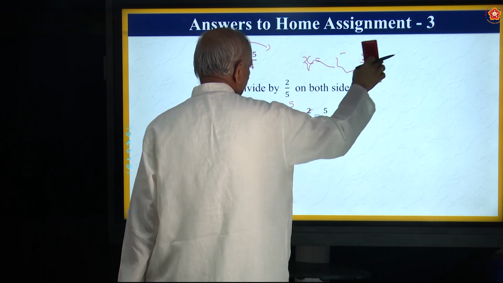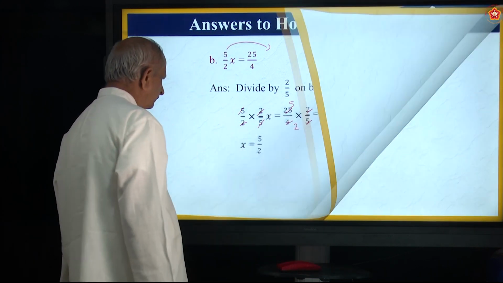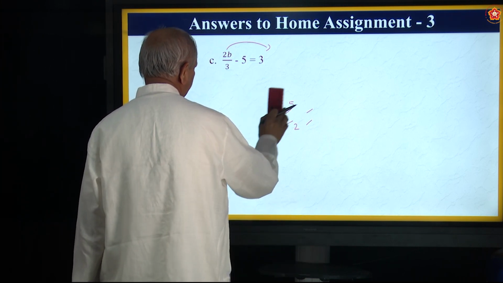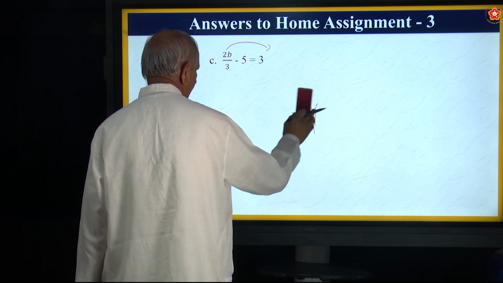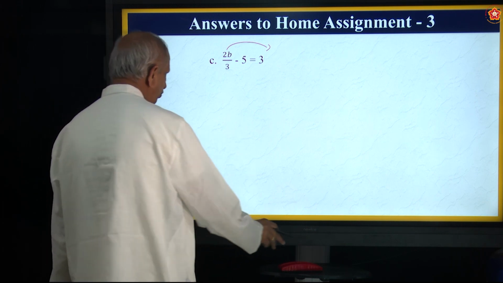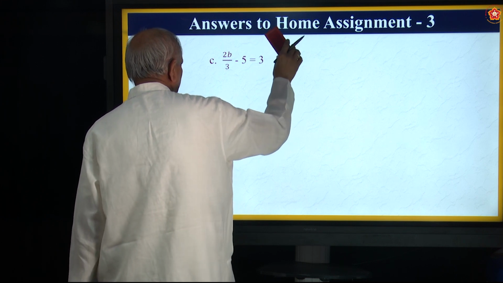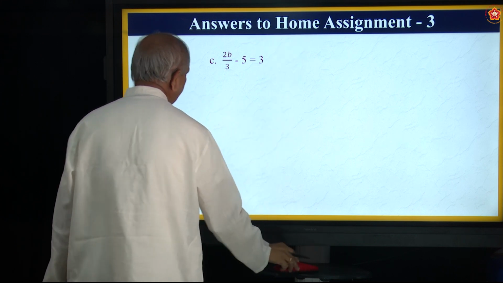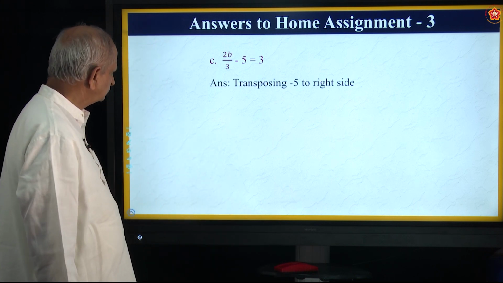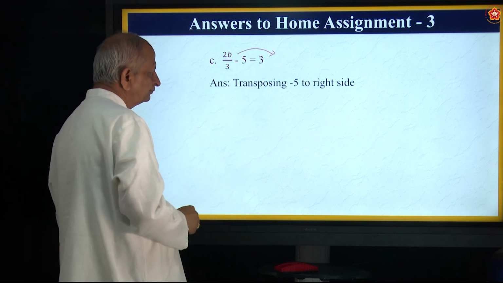Now, coming to the third question. What is the third question? The third question is 2b by 3 minus 5 is equal to 3. So 2b by 3 is there. What is the variable here? The variable is b, correct? So what must you do? Transpose minus 5 to the right side.